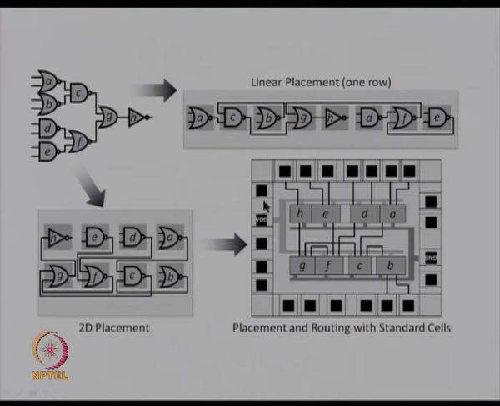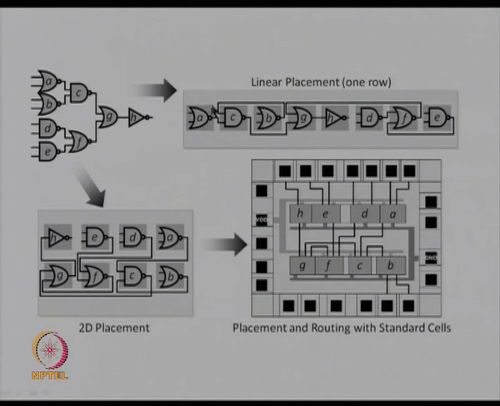So, placement is shown again in this figure, from the same book that I mentioned earlier. There is a net list with 8 gates, and if the target of the placement is a one-dimensional chip, wherein we can accommodate a row of standard cells, for example, then the placement problem is really about ordering the cells, each one of which would be implemented as a standard cell.